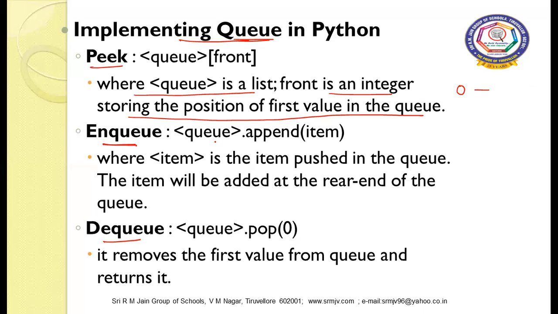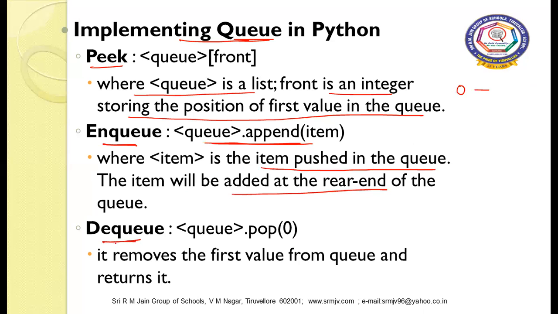NQ is the process to insert an element, that is, you are going to add elements into the queue or push elements into your queue. So we use a function called append. This is used to push the element, that is, the item is being pushed into the queue. The item will be added at the rear end of the queue.